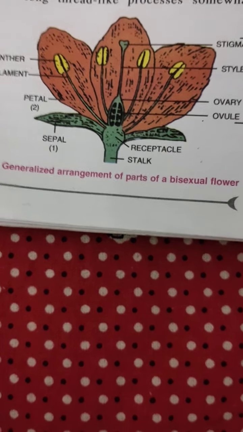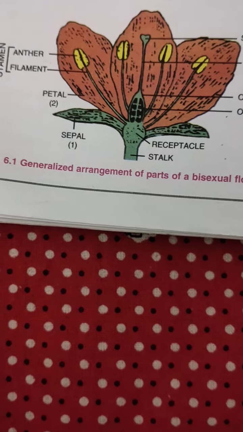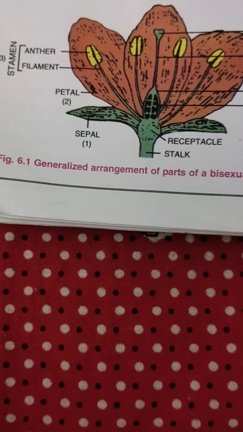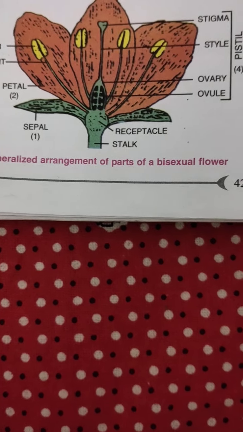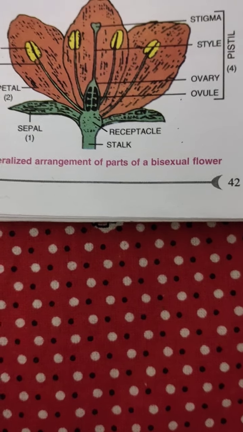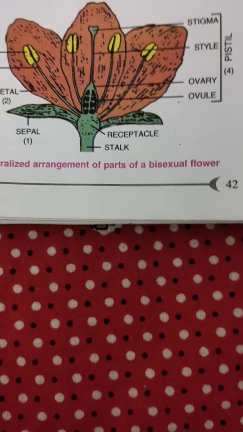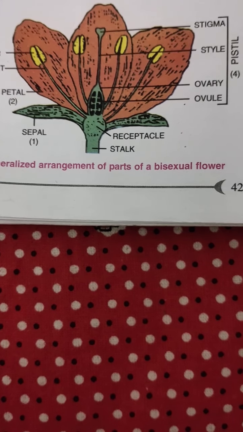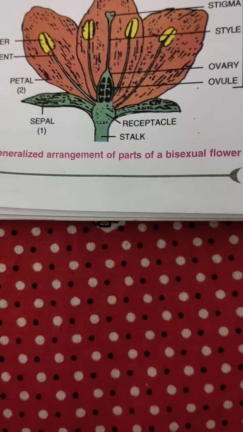After the sepals there is the colored part which is called petals, and within the petals we can see the male part, stamen. Stamen is divided into 2 parts, anther and filament, and in the middle we can see the female part, pistil, which is divided into 3 main parts, stigma, style and ovary, and within that is the ovule. So this is the typical structure of a flower, the basic structure which we can see.